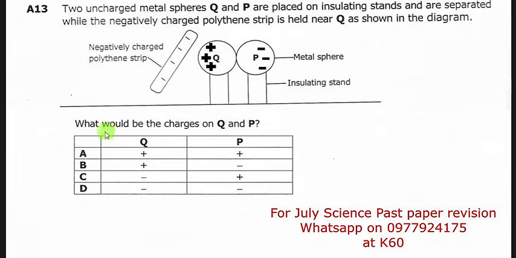So when they ask what would be the charges on Q and P, you see on Q it is what? Positive, right? Then on P it is negative, so positive, negative. So the answer is B. Yeah, so let's move to question 14.